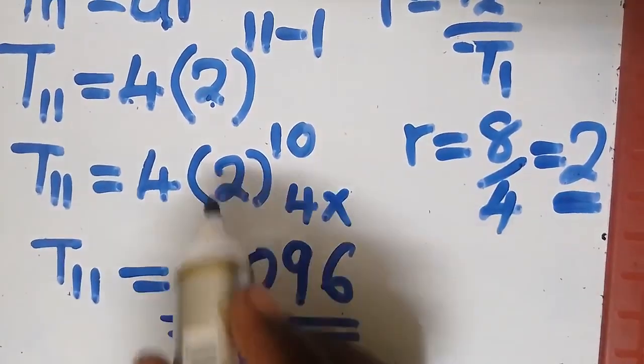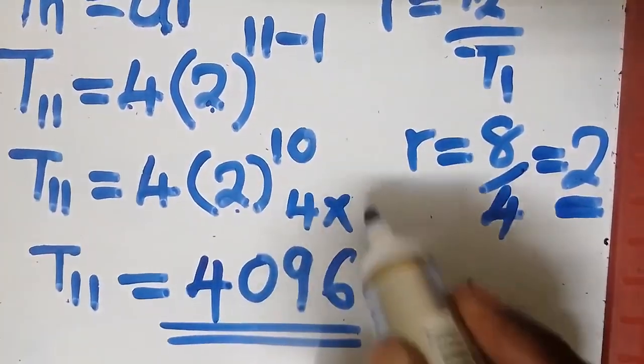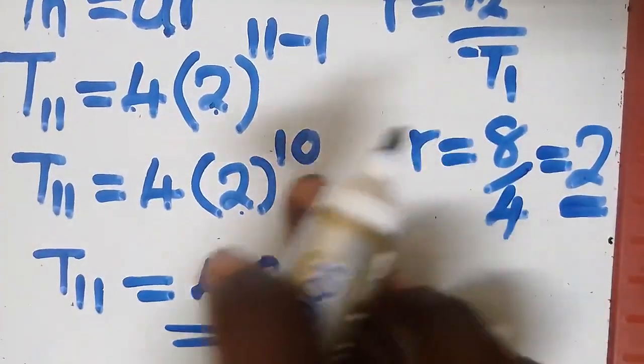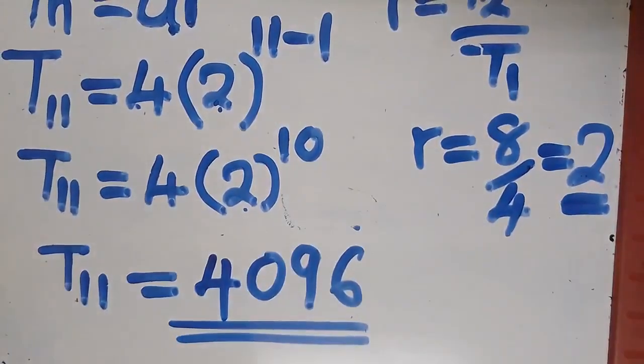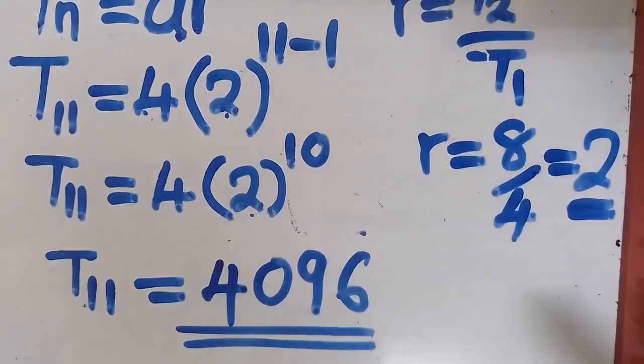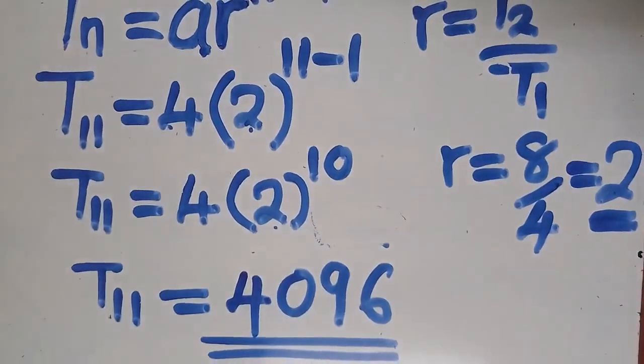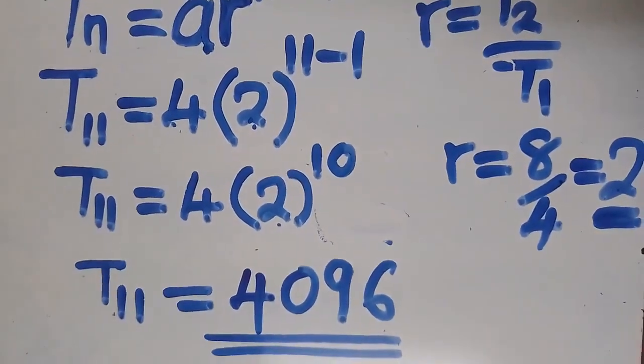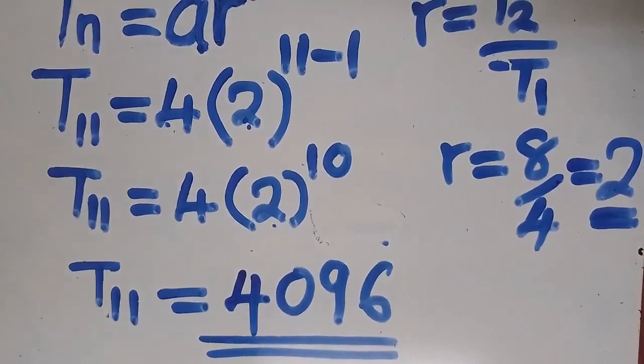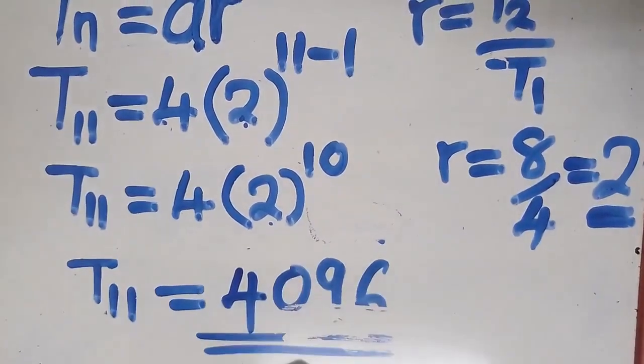4 times, then 2 to the power 10, you find the value, write it here, and you still get this same one. Just one and the same thing. Have you seen? But according to me, I will tell you to use this one because I think it's simpler compared to the other one.